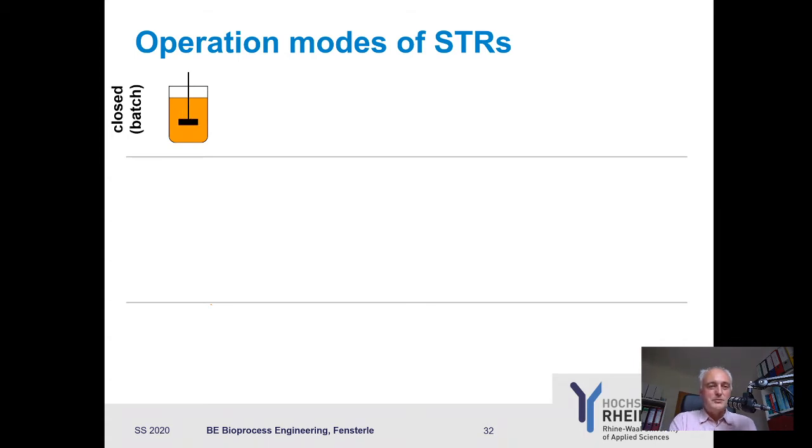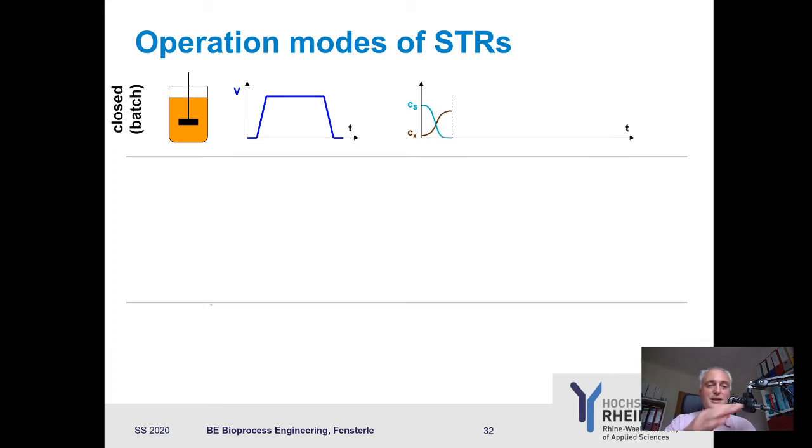Now, in this operation mode, obviously, you start with an empty reactor, you fill your reactor, you operate it, and then you empty it again and harvest your product. And of course, in between, the volume stays constant. There is no change in volume in this case because you don't put anything in or out. That's clear. If you do that once, everything is fine. Your substrate goes down, your biomass goes up, or your product goes up, and then you can repeat that, of course, several times. And in between, nothing happens.